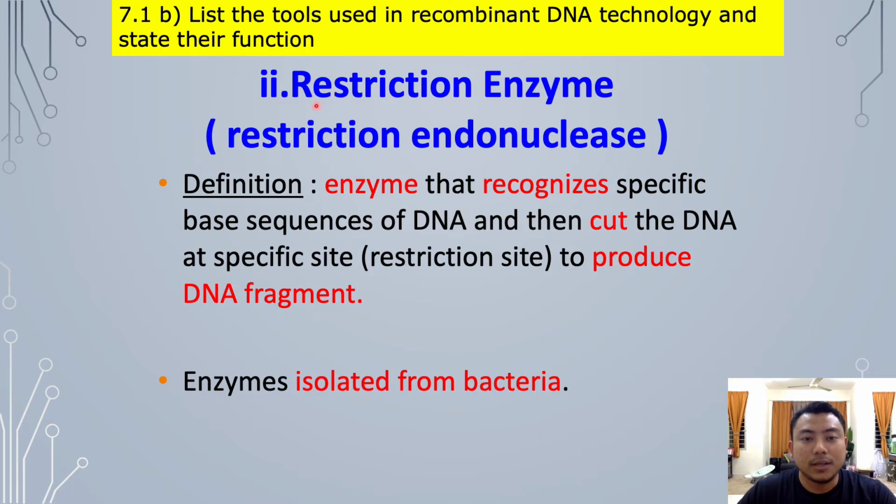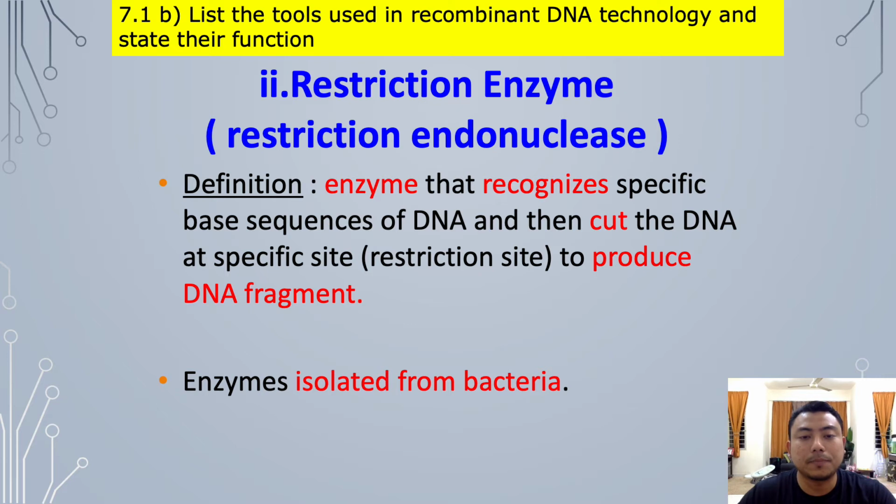The second one is restriction enzyme or restriction endonuclease. By definition, it is an enzyme that recognizes, i.e. is able to identify, a specific base sequence of DNA and then cuts the DNA at a specific site, i.e. the restriction site, to produce DNA fragments. These enzymes are isolated from bacteria.